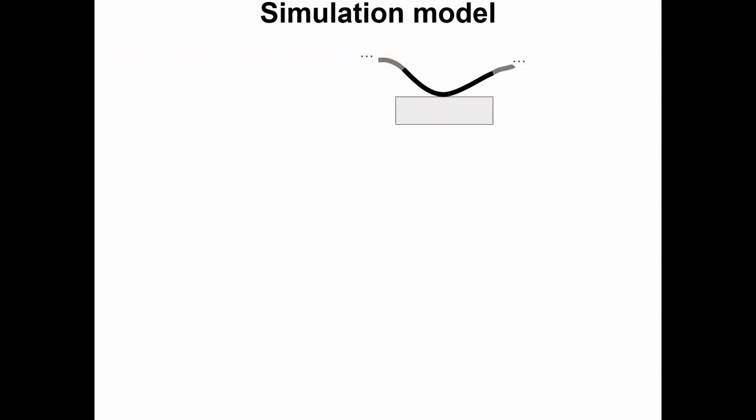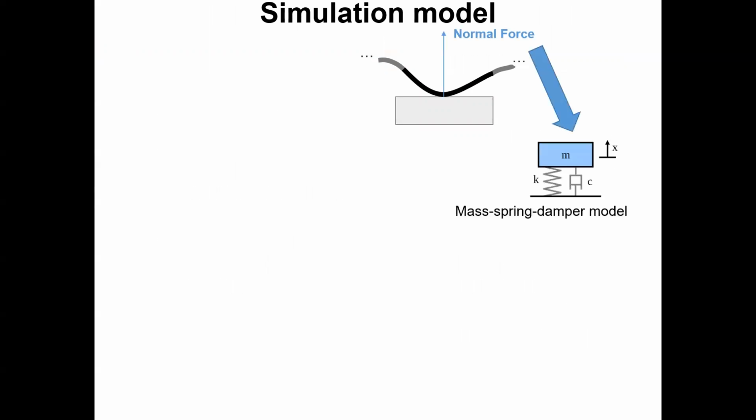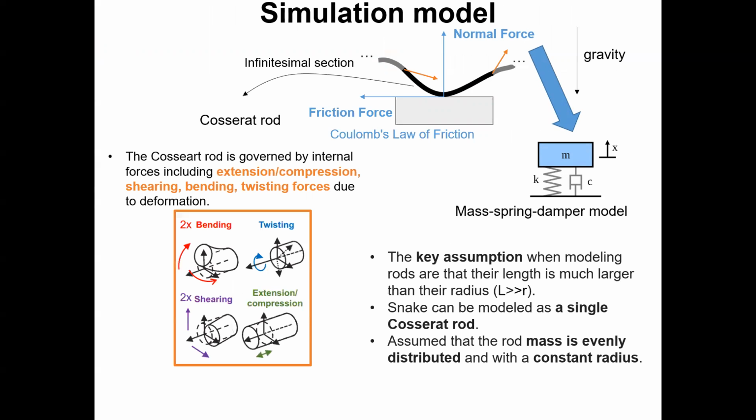First, how do we model the snake and the snake-terrain interaction? External forces include the normal repulsive force, which is subject to the mass-spring-damper model, the tangential friction force that follows Coulomb's law of friction, and the gravitational force. The key assumption when modeling rods is that their length is much larger than their radius, hence the snake can be modeled as a single coherent rod. We assume that the rod mass is evenly distributed and with a constant radius.